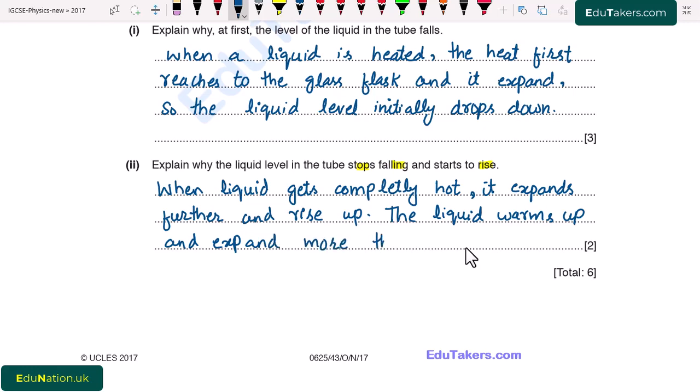Than the glass. So it's the basic reason why the liquid level in the tube stops falling and then starts to rise.